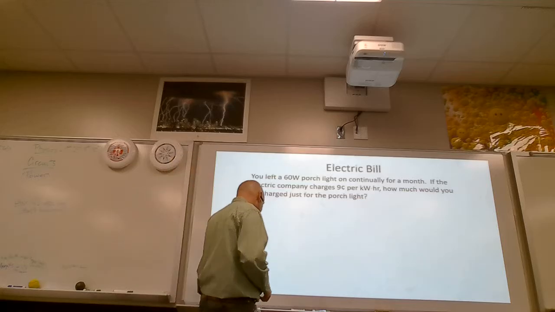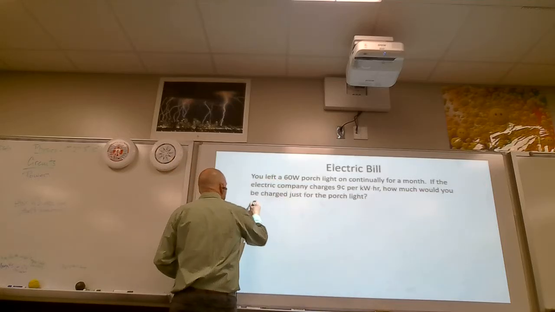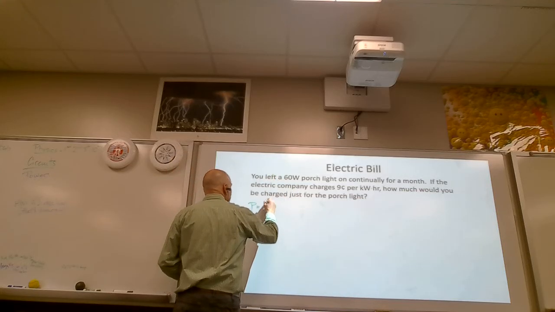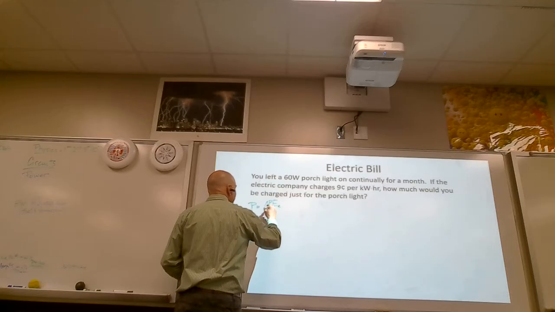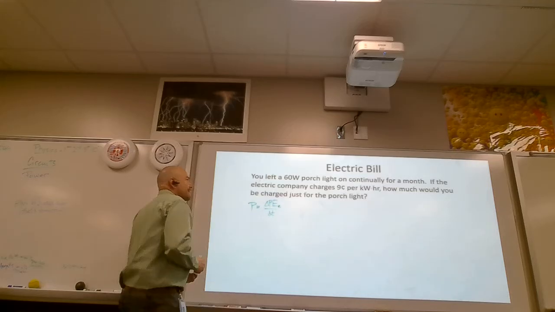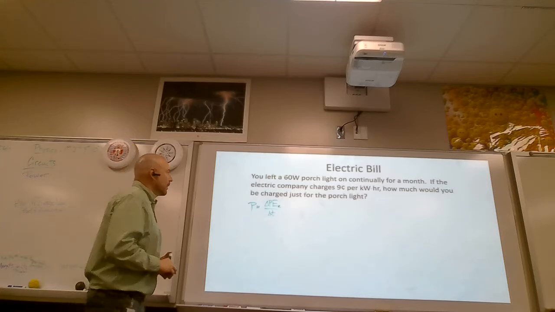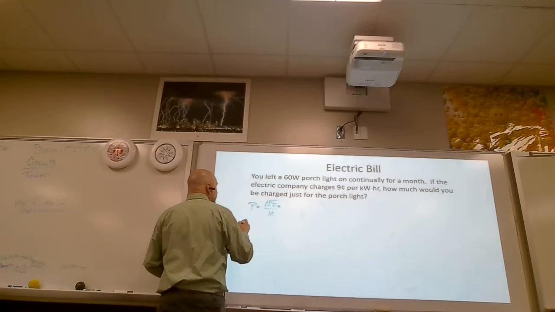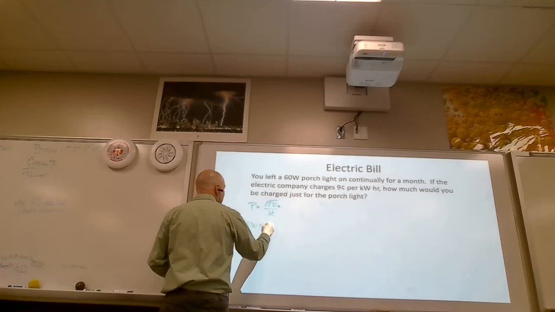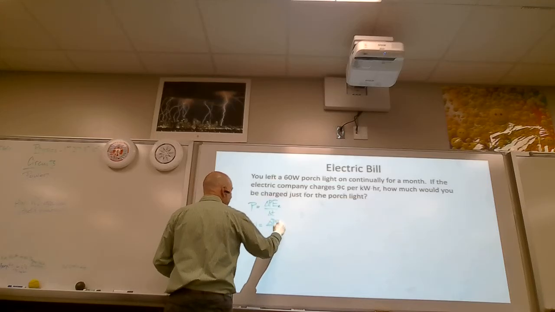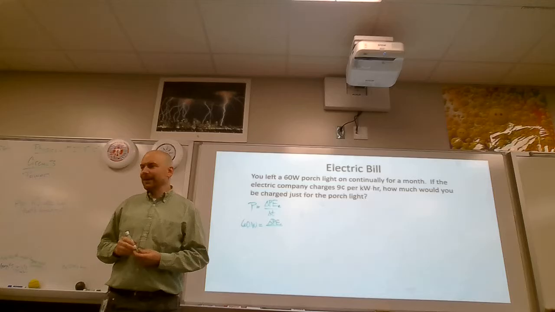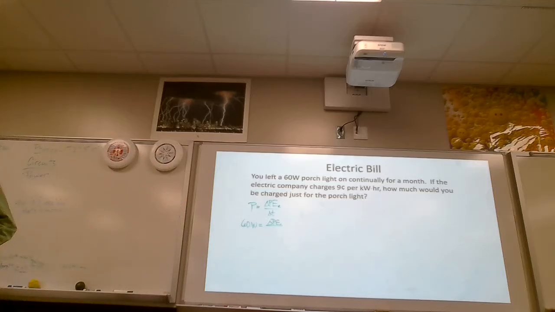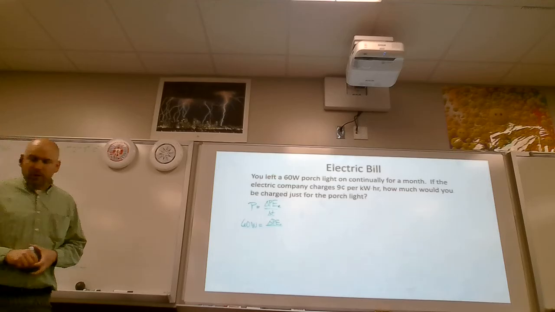So, power is equal to the rate at which energy is being converted. I've got a 60-watt light bulb. I need to figure out how much energy I'm using. So I've got 60 watts. In a month's time, I need to figure out how many seconds there are. It's a lot, just to let you know. I'm going to go with 30 days in a month. So we got 30 days times 24 times 3,600, 2 million.